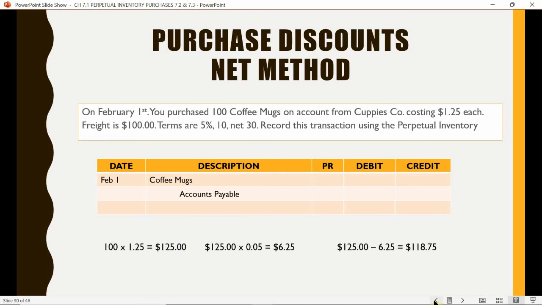Now, in this case, how am I going to discount this? Because I'm using the net method, how am I going to calculate this?